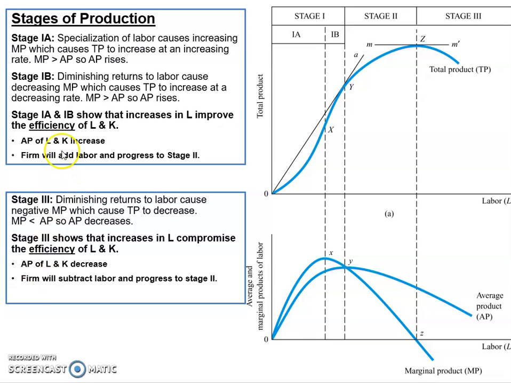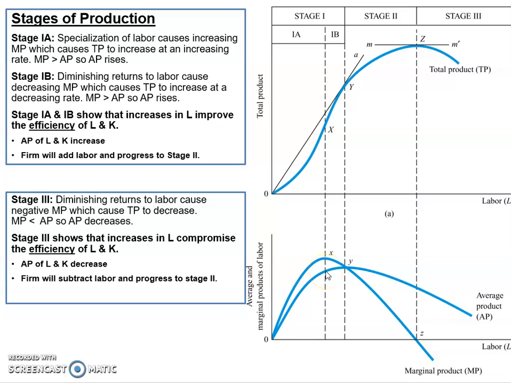Now let's talk about the different stages of production. And these will apply to the typical firm. Start with stage 1, and more specifically 1A and 1B. In 1A, we see the trifecta. Total product is going up, marginal product is going up, and average product is going up.